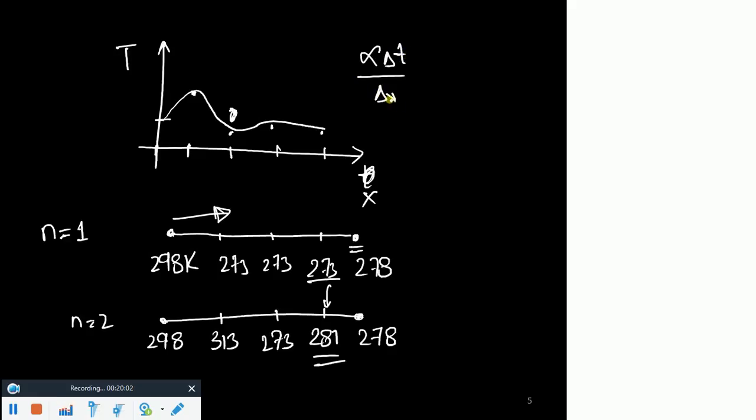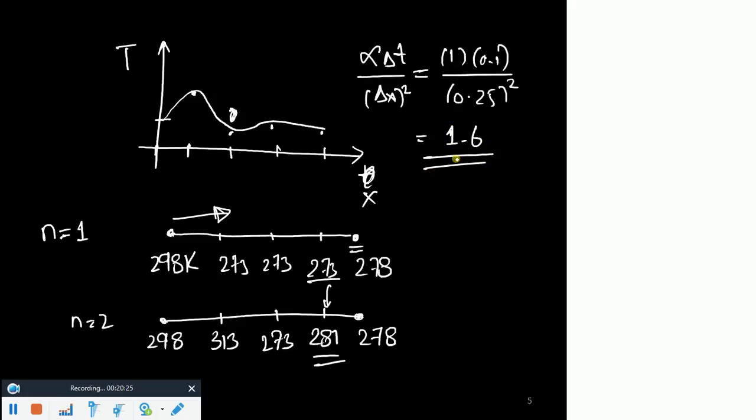And let's check this stability criterion: alpha delta T by delta x squared. What was the value? This was 1. That number comes out to be 1.6. Now this is the error. You understand that? So your alpha delta T by delta x squared is not within the stability bound.